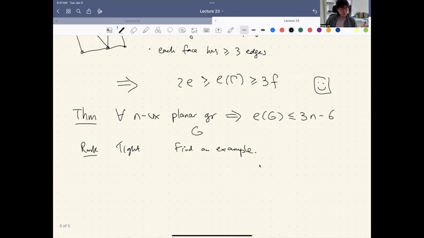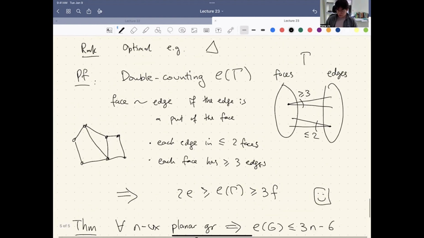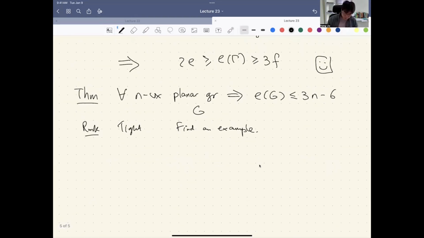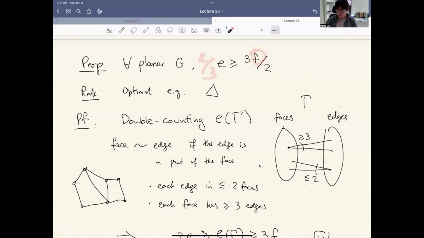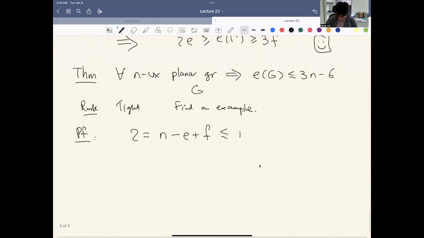How do we prove this? Well, just use Euler's formula and this bound on the number of faces and edges. Proof: we have Euler's formula, 2 equals the number of vertices minus the number of edges plus the number of faces. But we know the number of faces is at most 2/3 the number of edges. So plug it in. Simplifying this, we get what we want. Okay. Easy peasy.